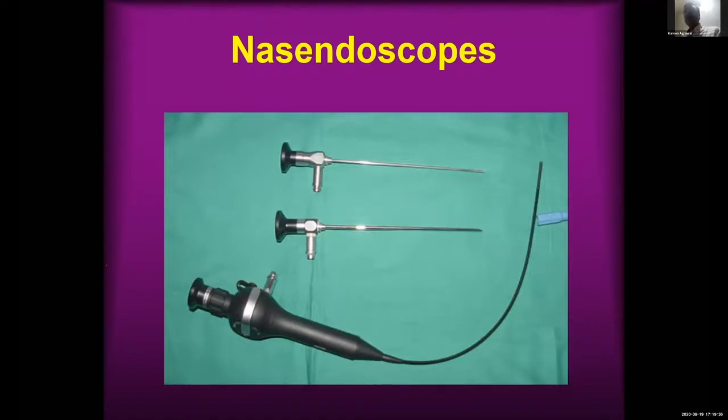The rigid endoscopes, what we are supposed to use for nasendoscopy, is of 70 degree bevel at the tip. And I tend to use two of them. One is the pediatric one, which is 2.3 millimeter external diameter. The adult one is 4.2 millimeter. But there is a usual variation between the companies of a couple of millimeters here and there. But this is the usual 2.3 and 4.2 external diameter.